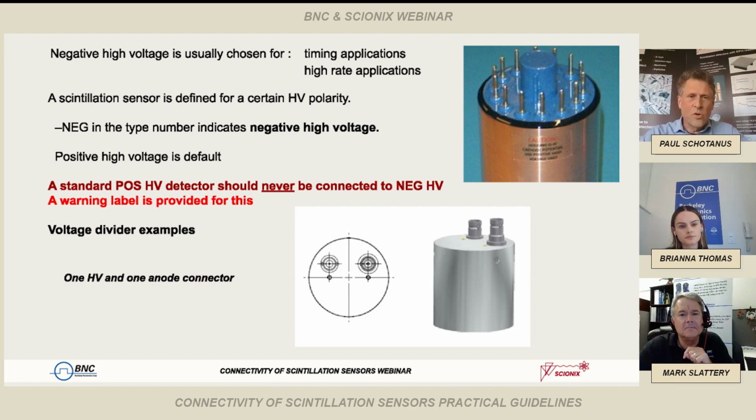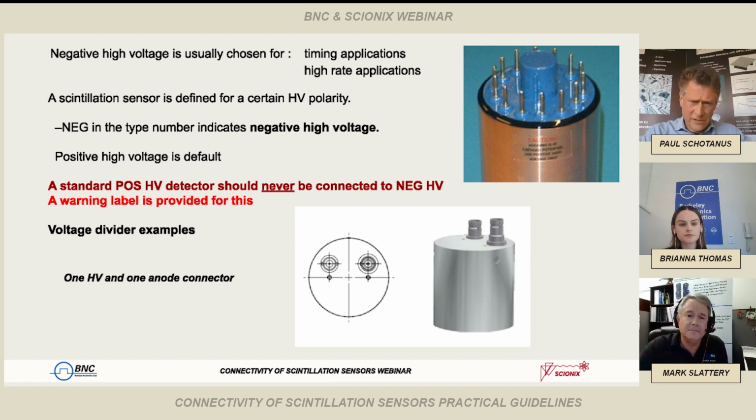The scintillation sensor is always defined for a certain high voltage polarity. This is because, in the positive high voltage case, the cathode is connected to ground, and also the housing is connected to ground. So if you have a detector that is defined for positive high voltage and you connect it to a negative voltage divider, the outside will be on high voltage, which is of course a very undesirable situation. That's the reason that all our detectors that are operated with high voltage have a warning label that you should only connect them to positive high voltage.